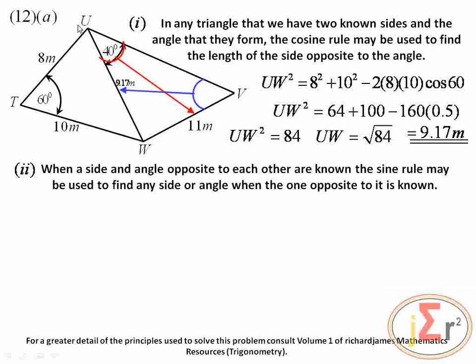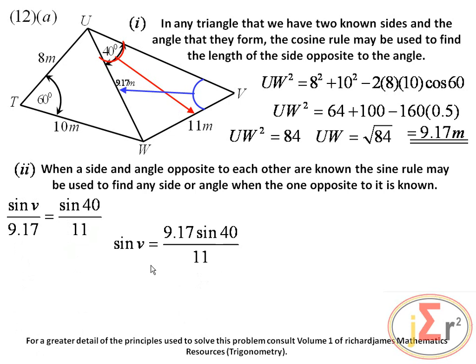So the angle is UVW. That is the angle that we need to know. Now in this triangle, we have this angle is known and the side opposite to it is known. We may find UVW, which is this angle, because the side opposite to it is known. So we are going to apply the sine rule in this case. We are going to call this angle V. So sine of V over 9.17 is equal to sine of 40 over 11.